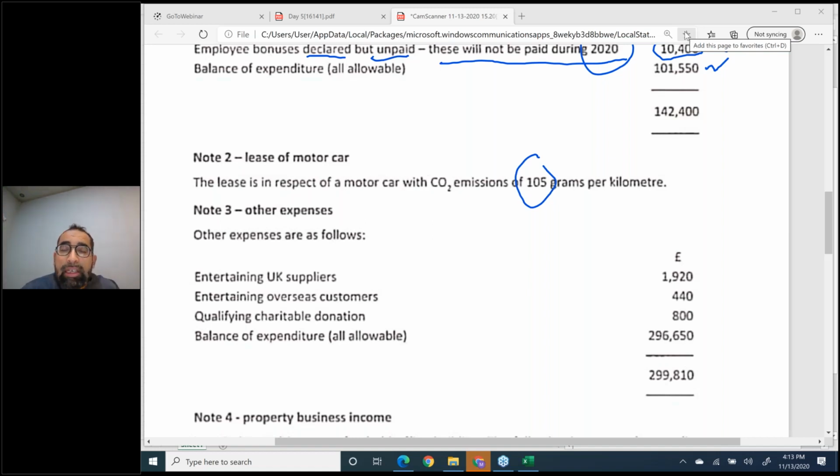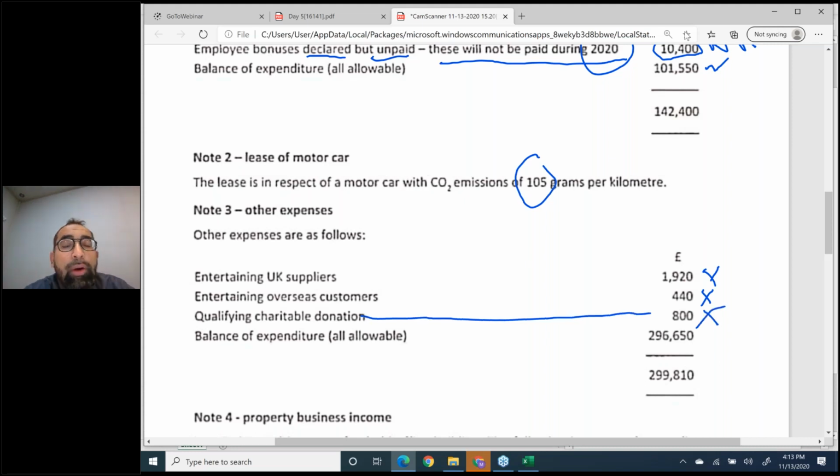But in trading income, there are very strict rules. Either it is a UK or foreign customer, no entertainment of customers and suppliers is allowed, strictly not allowed. So entertaining UK customers 1920 is not allowed, so we need to add it back. Entertaining overseas customers is not allowed either, this is trading income, please. Qualifying charitable donations, again, are not allowed. Why? A qualifying charitable donation is allowed from the main format of corporation tax, not from trading income. Be careful. Then the balance of expenditure is allowed.